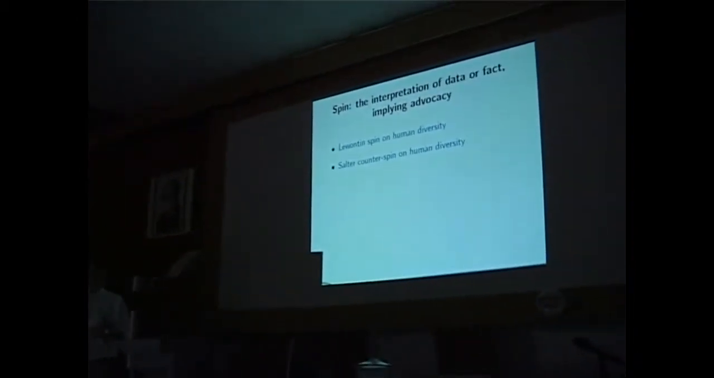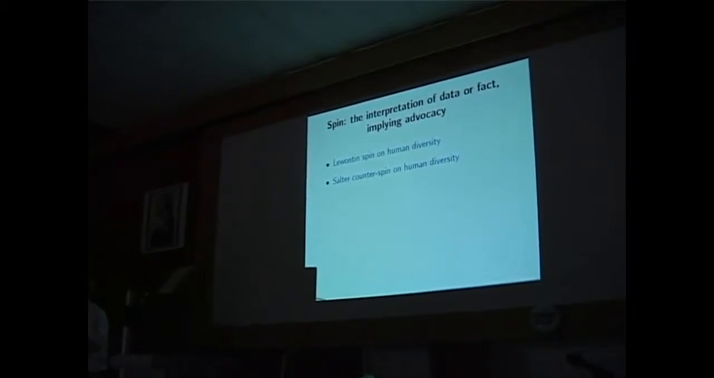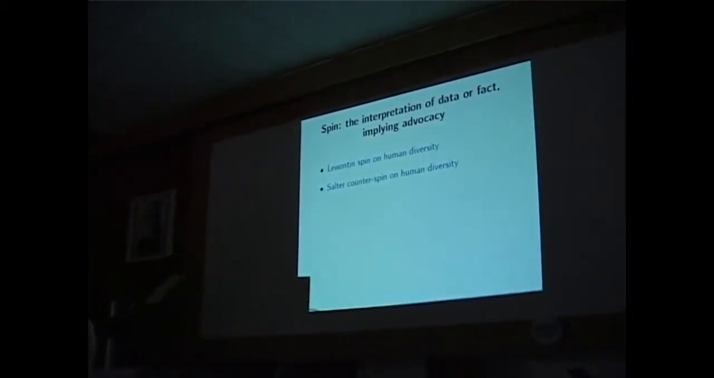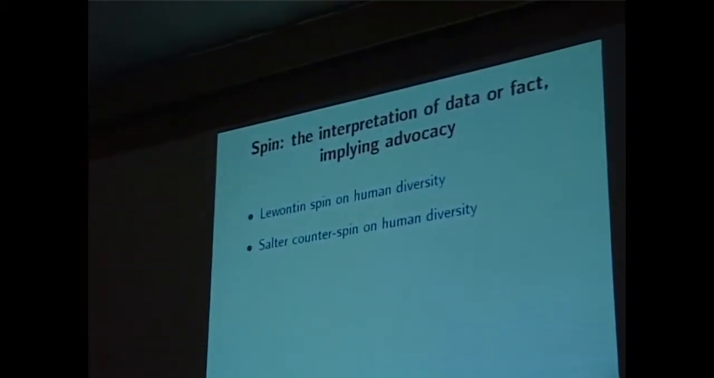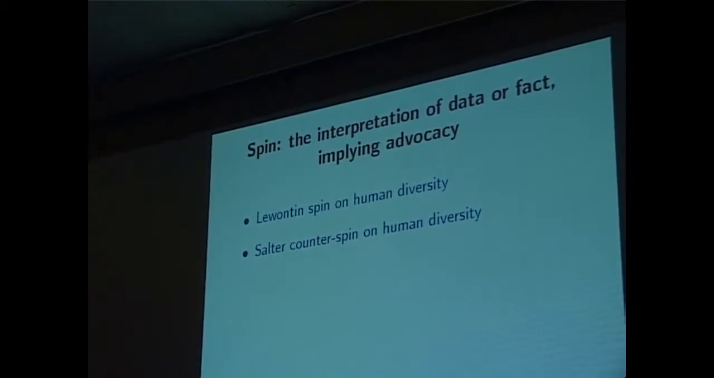And I want to look at the source of that and put some context to it. So this morning, people spoke about a spin, and spin is, what's the word? It's an informal word in English. It's a slang. But it means the interpretation of data or a fact with some kind of advocacy involved. It means taking data and turning it into propaganda.